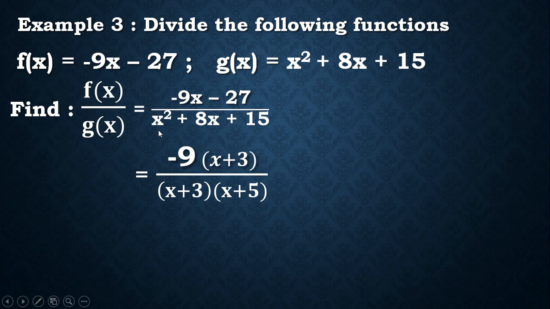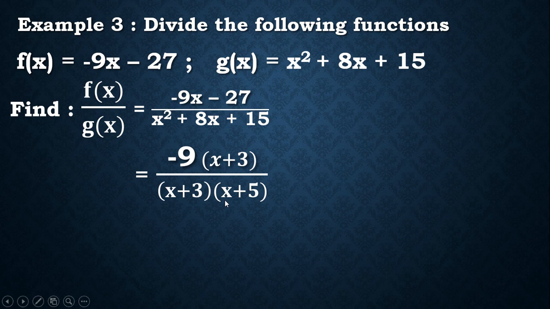And then we have to factor the denominator, or the g of x. So we have to think of two numbers that if we multiply those two numbers, 15 is the answer. And if we add those two numbers, 8, or the middle term, will be the answer. So we come up with these factors, x plus 3 and x plus 5. Let us check if these are correct. So we have to perform the distributive property of multiplication.